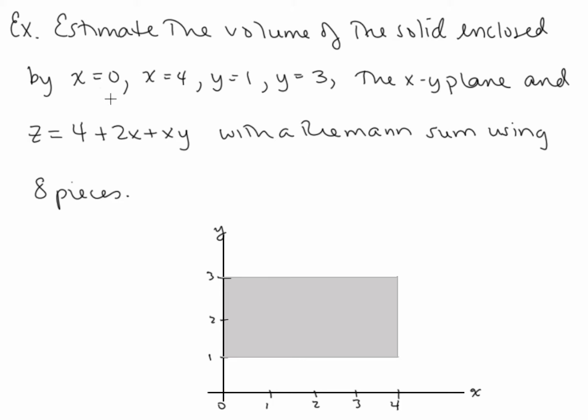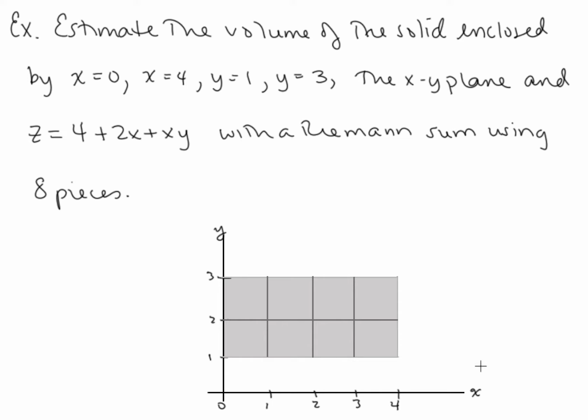Let's take a look at our domain. We've got x going from 0 to 4, and we've got y going from 1 to 3. Now they're telling us to do the Riemann sum using 8 pieces, so the most natural way to divide this region into 8 pieces would be to have both delta x and delta y constant at 1 unit each. So now we have our 8 subrectangles.